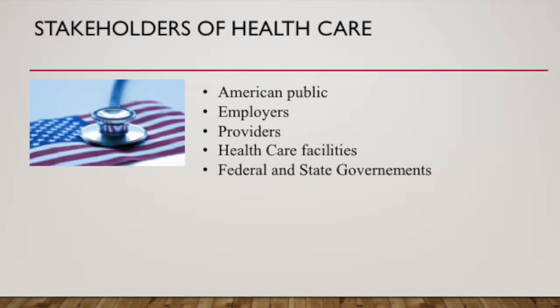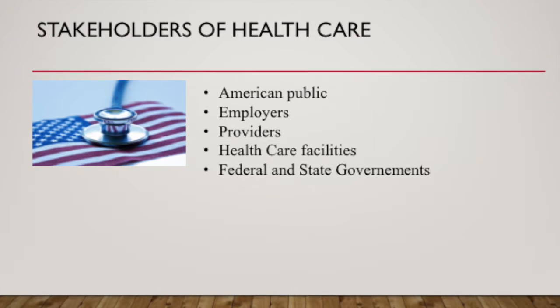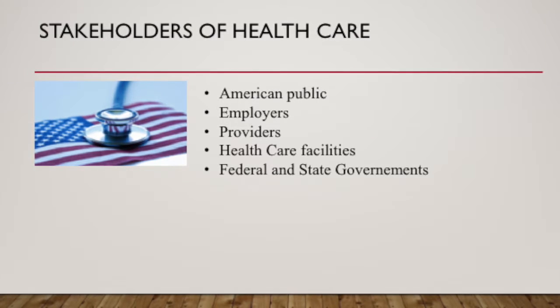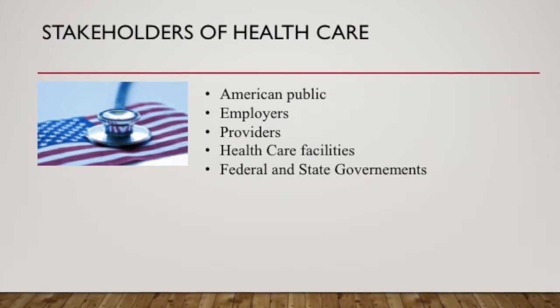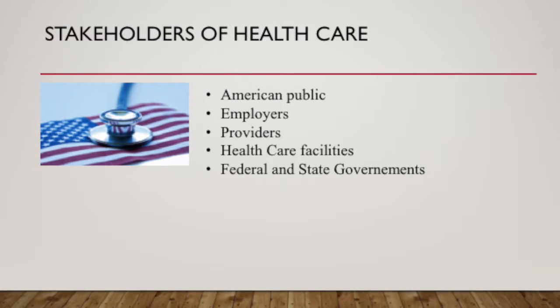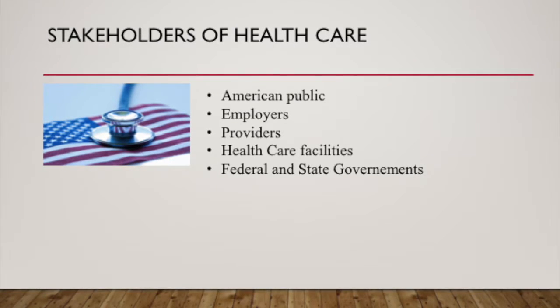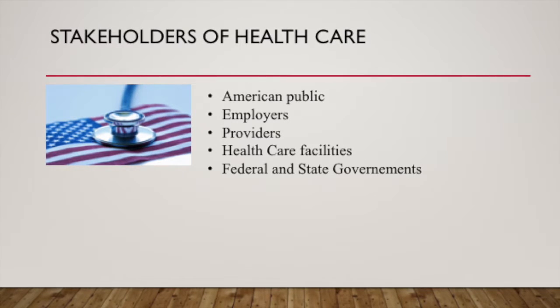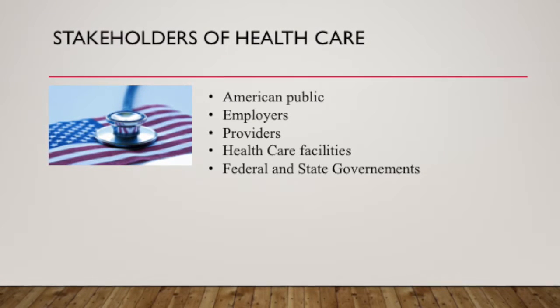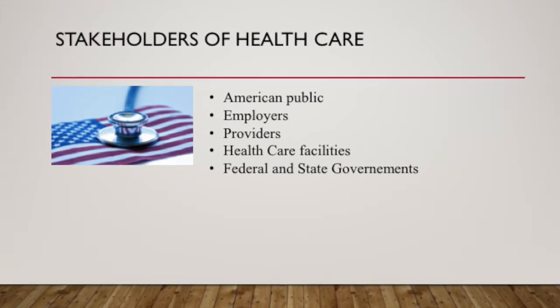According to Young and Croft, stakeholders are the people who have a vested interest in the situation. The American public is the first stakeholder by reason that if no one needed health care, there would be no reform needed. Second are the employers who pay for a high amount of the costs and have a role in determining the prices. They also have a lot of power in politics.